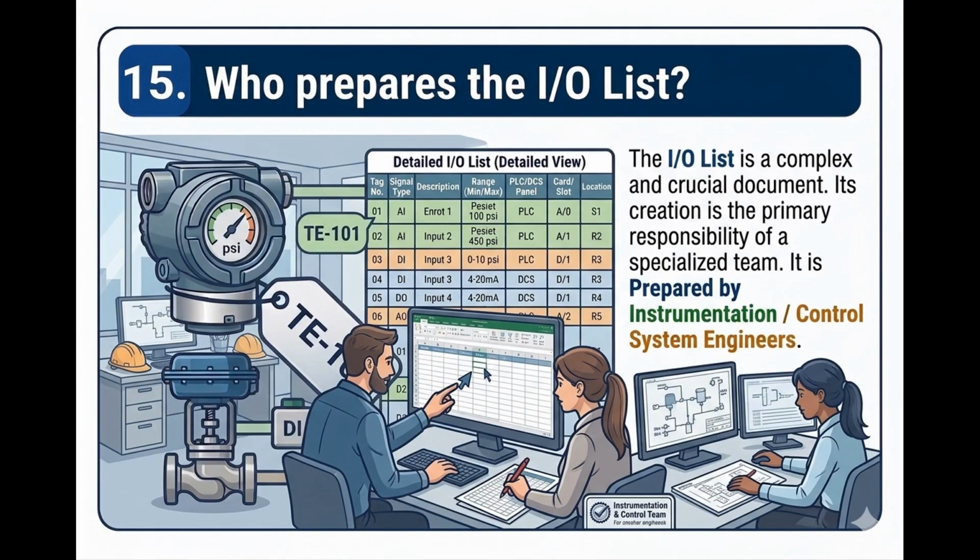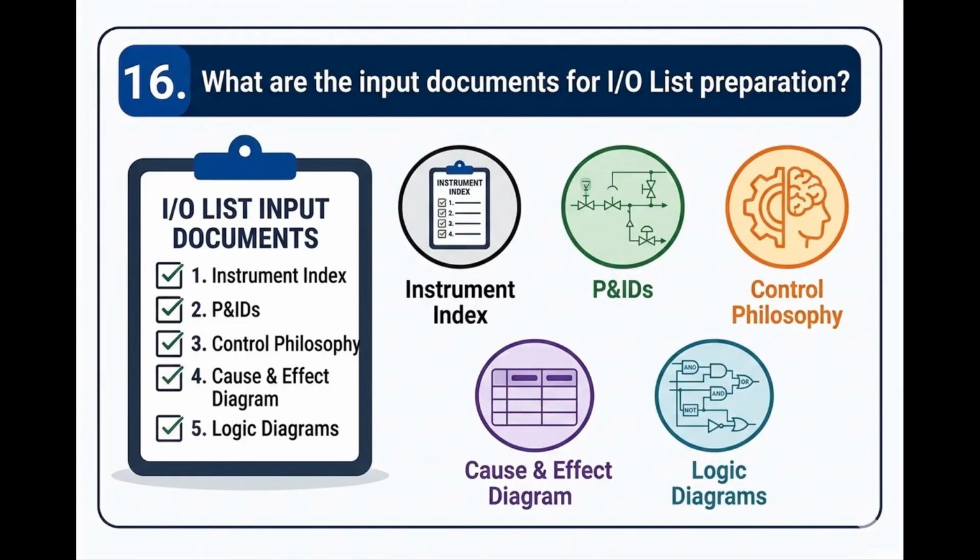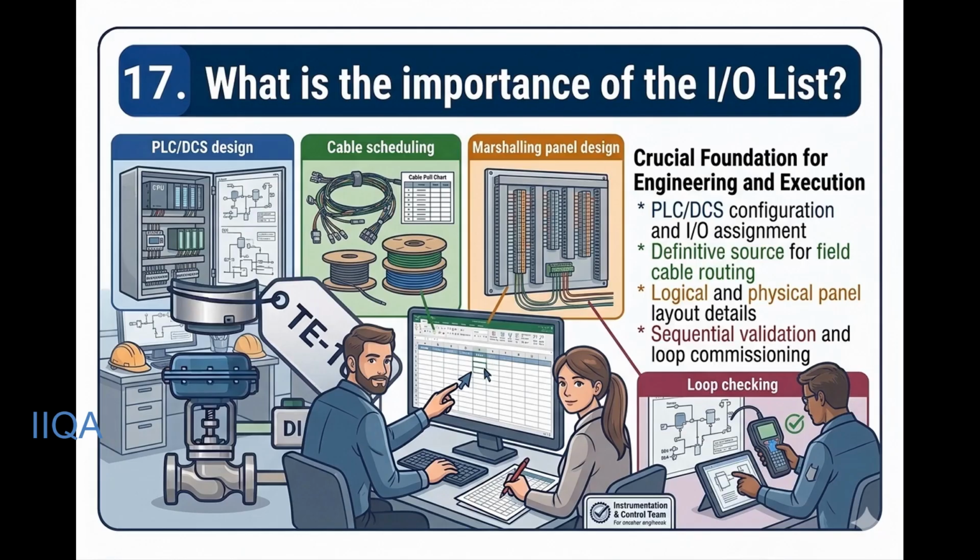Who prepares the I/O list? Prepared by instrumentation control system engineers. What are the input documents for I/O list preparation? Instrument index, P&IDs, control philosophy, cause and effect diagram, logic diagrams. What is the importance of the I/O list? It is used for PLC DCS design, cable scheduling, marshalling panel design, loop checking.